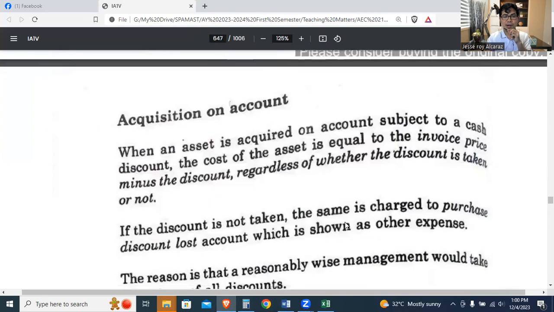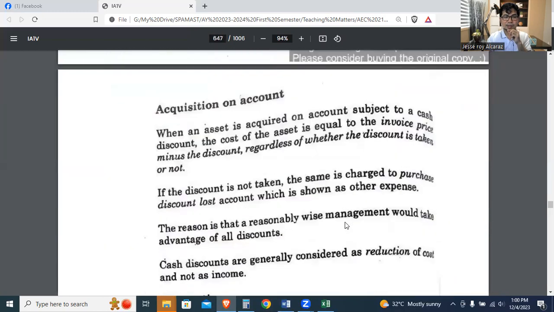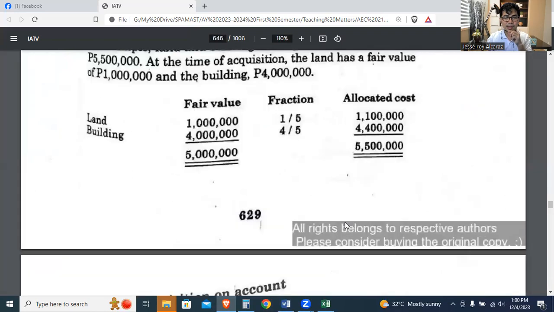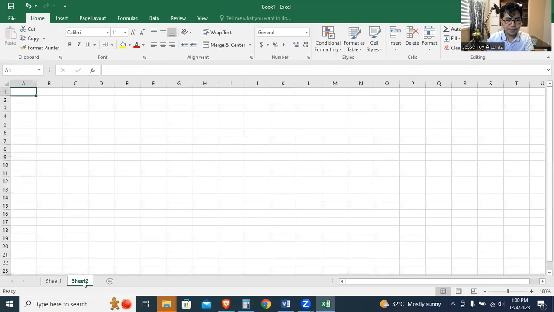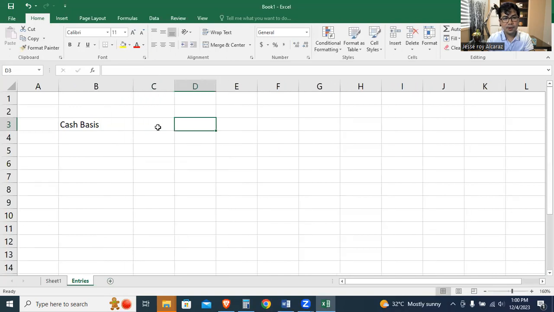Therefore, our accounting entry to record this transaction is, okay. So we have our land, debit land, 1,100,000.